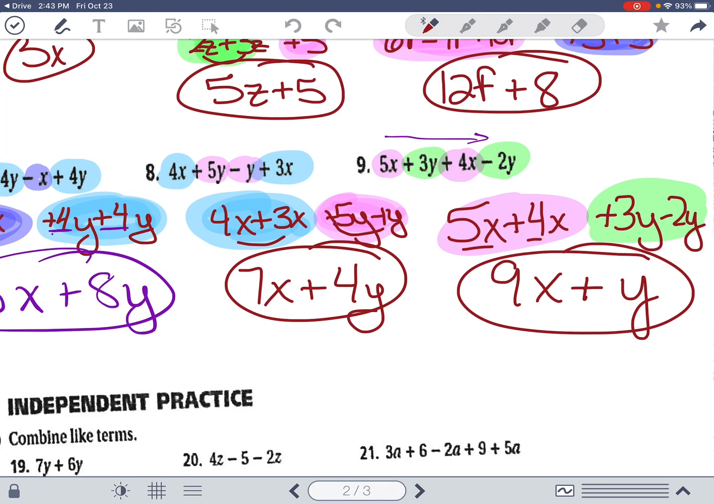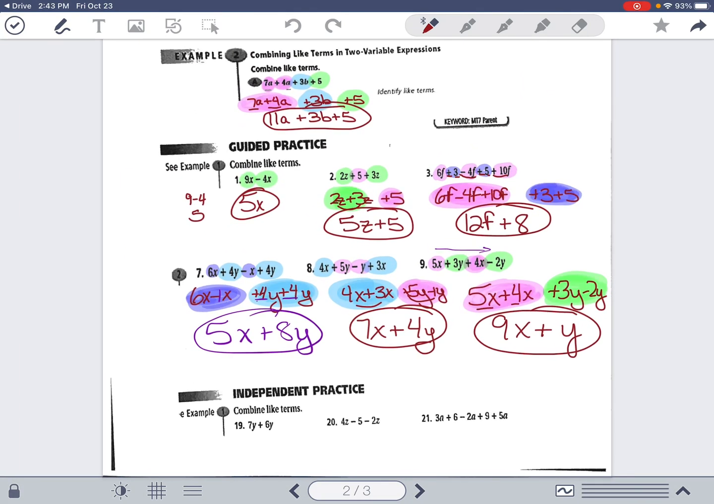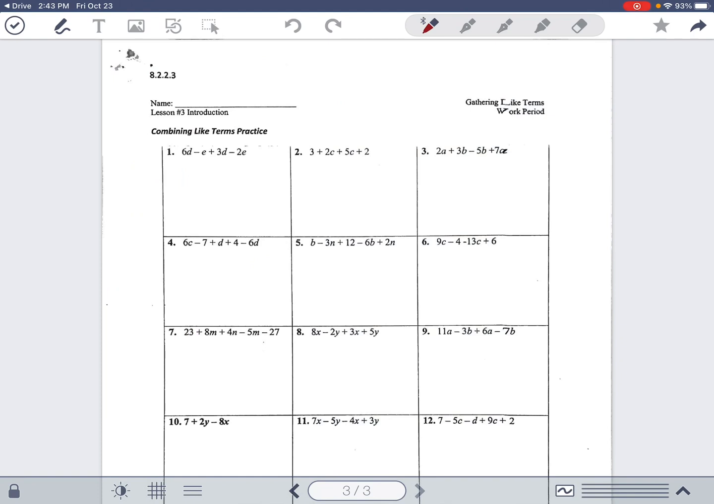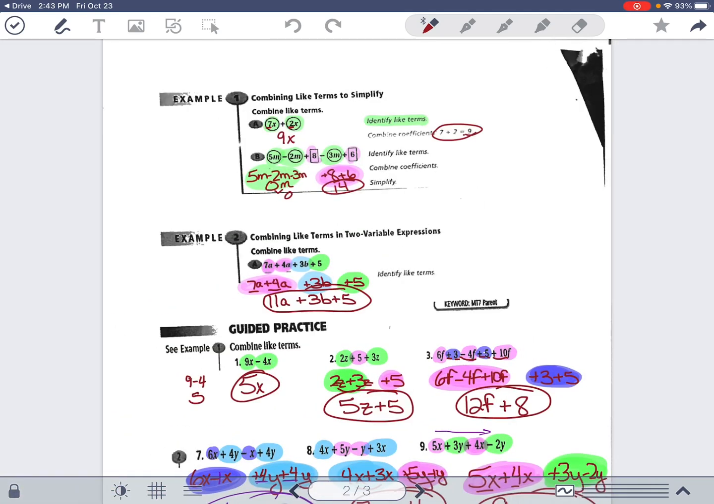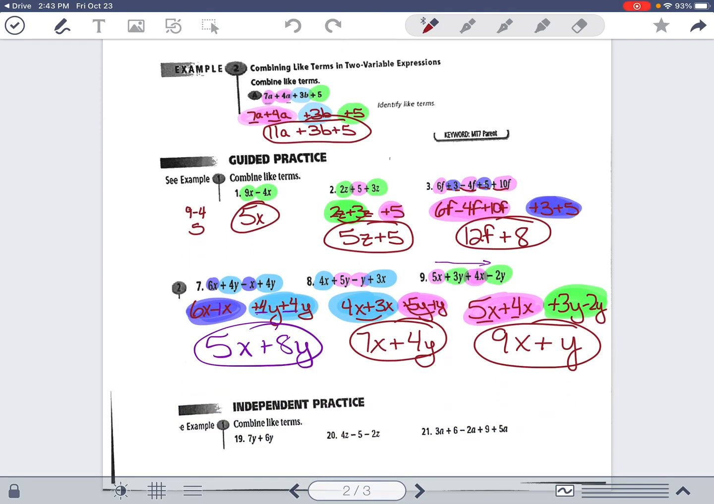You have some independent practice at the bottom. Then you've got some more independent practice on the back worksheet for combining like terms. If you complete these two and you want the key, shoot me a message in your Canvas account that you want the key to this, and I will attach it for you. But you should do the practice problems, the independent practice. All right, that's it for this video.